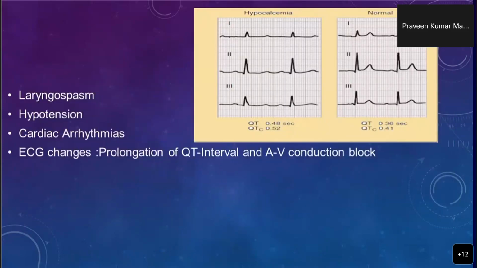ECG changes of hypocalcemia include prolongation of the QT interval and AV conduction blocks, and other clinical features include laryngospasm, hypotension, and cardiac arrhythmias.